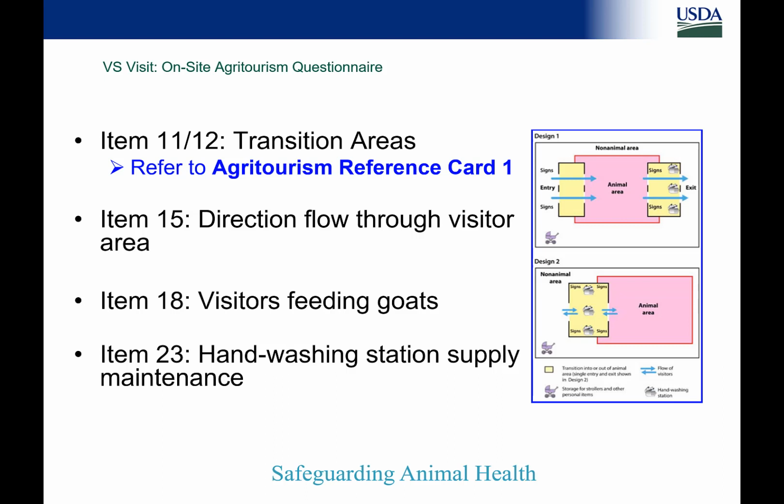Transition areas. Valerie did a great job of breaking this down for you guys yesterday. So 12 is the transition area marked by signage visible and easily understood by visitors, including what is expected from them in the animal area. So we have this card for you to show them that explains the transition area.